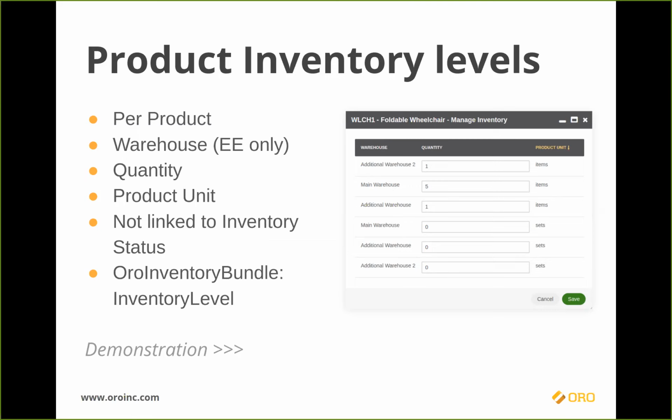So you may think about inventory level as an intersection between the warehouse and unit. And for each intersection, we may specify how many specific items we have there.